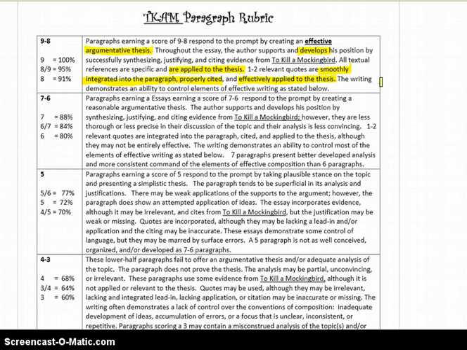We will be having a flipped video on quoting later that will show you how to do this process, and we will be working on this in class. Finally, the writing demonstrates an ability to control elements of effective writing as stated below. We'll take a look at those in just a few minutes.